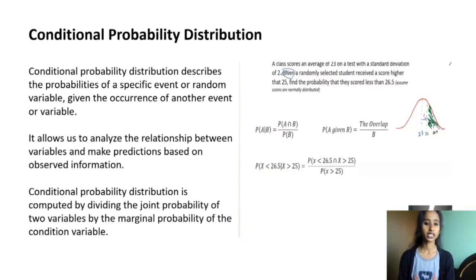Conditional probability distribution describes the probabilities of a specific event or random variable given the occurrence of another event or variable. It allows us to analyze the relationship between variables and make predictions based on observed information. Conditional probability distribution is computed by dividing the joint probability by the marginal probability of the variable.